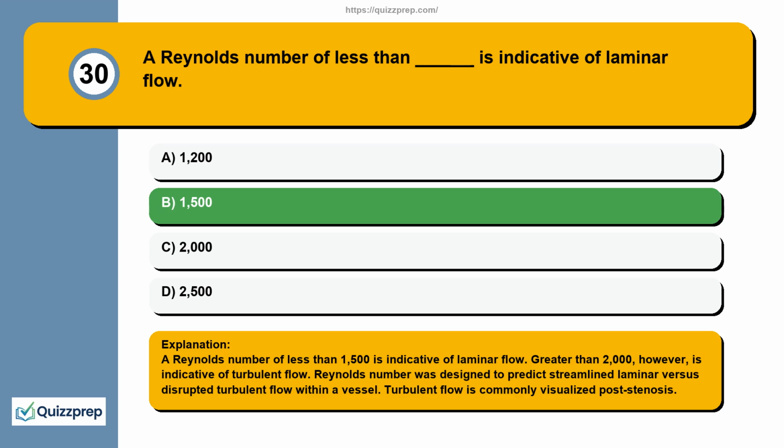A Reynolds number of less than 1500 is indicative of laminar flow. Greater than 2000, however, is indicative of turbulent flow. Reynolds number was designed to predict streamlined laminar versus disrupted turbulent flow within a vessel. Turbulent flow is commonly visualized post-stenosis.